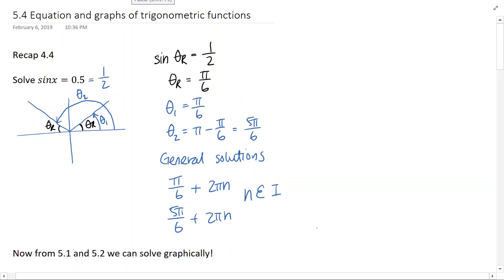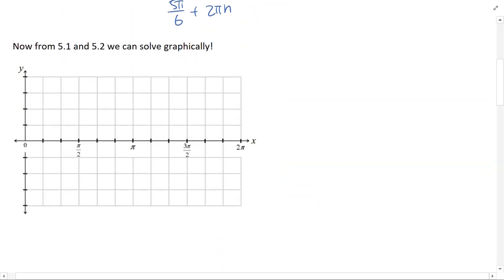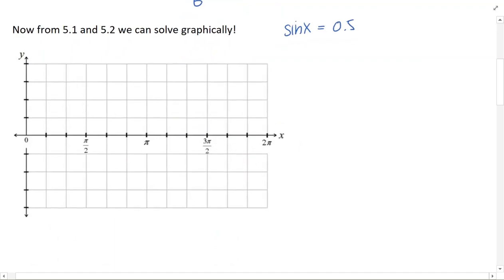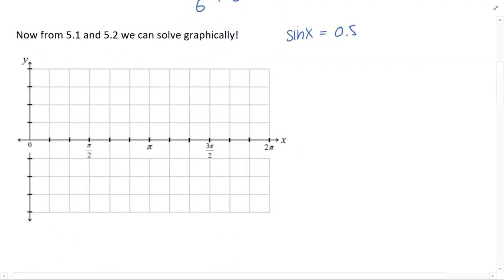But now in chapter 5, we can solve this graphically. So I'm just going to write back, we were looking at sine x equals 0.5. So there's kind of two strategies going at this. The first one is to treat this as two different graphs. So this left side, we're going to call it graph 1. And the right side, I'm going to graph in green, which we'll call graph 2. We're going to graph both of these graphs and see where they intersect.